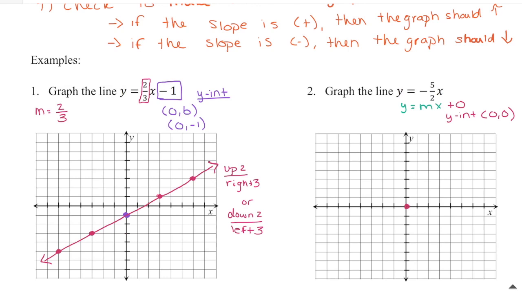So I plot the point 0, 0, which is my origin, right in the center of my two axes. And then I can use my slope of negative 5 over 2 to add more points. Remember, I can go up 5, left 2, or down 5, right 2.